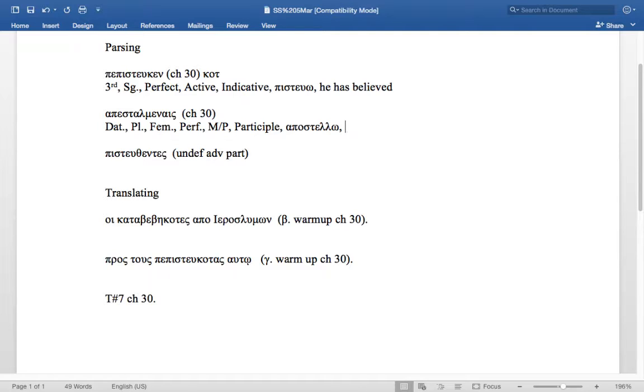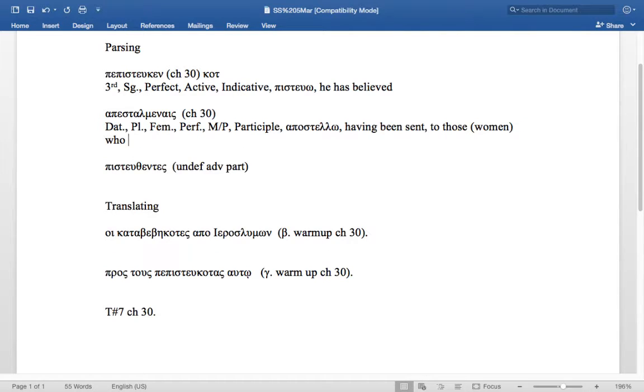Okay, and what did you come up with for a translation? Or did you just want me to give that? Having been sent. Okay, good. Yeah, having been sent is very good. If it was adverbial, that would work perfectly. If it was adjectival, we might say it this way: to those, and maybe it's women, who have been sent. That's a mouthful, but that would be the sense. That's when it's adjectival? Yeah.